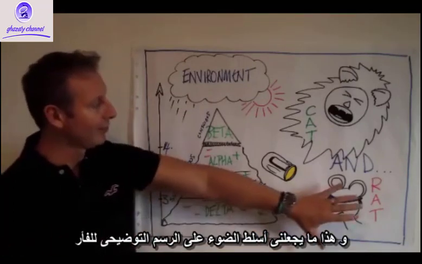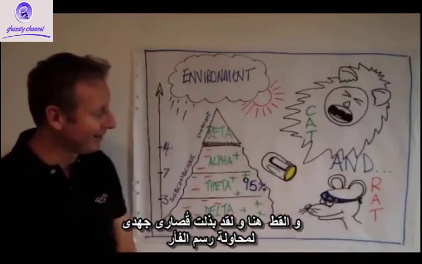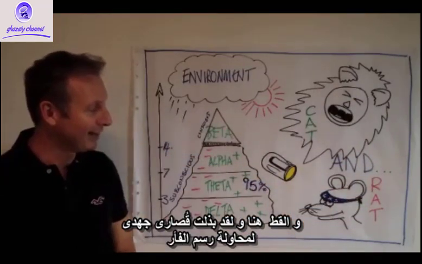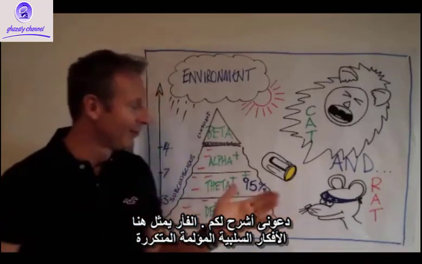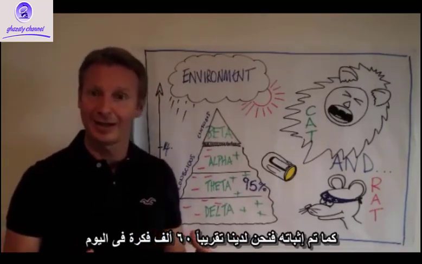And that brings me across to the rat and the cat over here, and that's the best I could do in terms of drawing a rat. Let me explain. The rat stands for reoccurring afflictive thoughts. It's been said that we have about 60,000 thoughts a day.